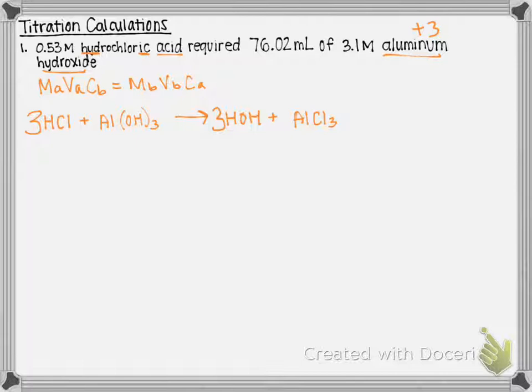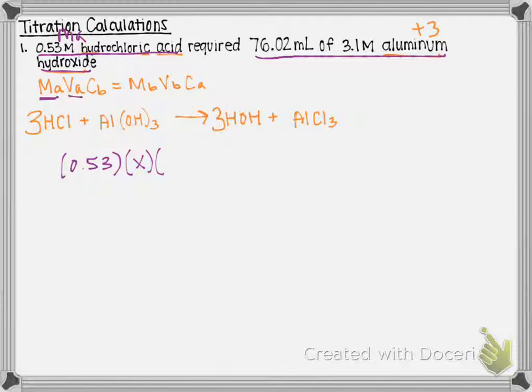Okay, now we're ready to plug in numbers to our equation. First part of the equation is molarity of the acid. 0.53 molar hydrochloric acid right there, that's your Ma. Ma times Va: it doesn't give you a volume of acid. It gives you a volume, but it says it's 76.02 milliliters of aluminum hydroxide, so that's of your base. So we don't know volume of acid, so that's our X.